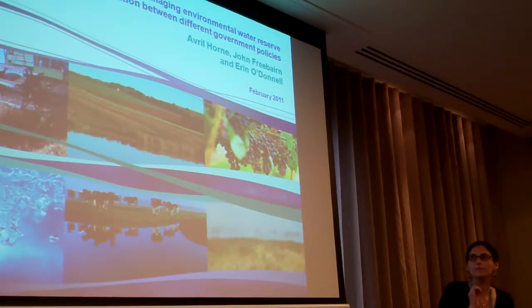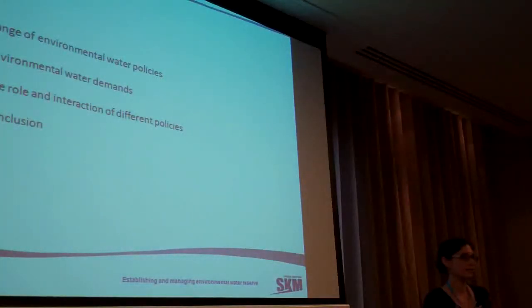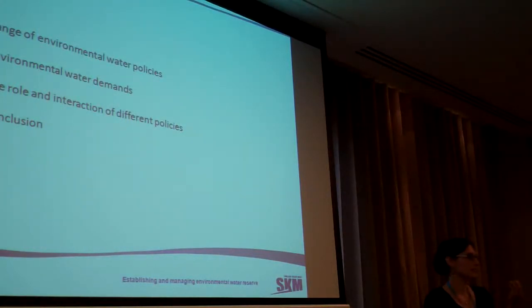So the paper I'm going to present today is work that I've been doing with John Freeban, who's here, and Erin O'Donnell. And it's going to talk about the range of different policies that we've got to provide water for the environment in Australia, and then jump a little bit to what environmental water requirements actually mean and what they look like. And then I'm going to talk about the interaction between the different policies, and that's really the main focus of our paper.